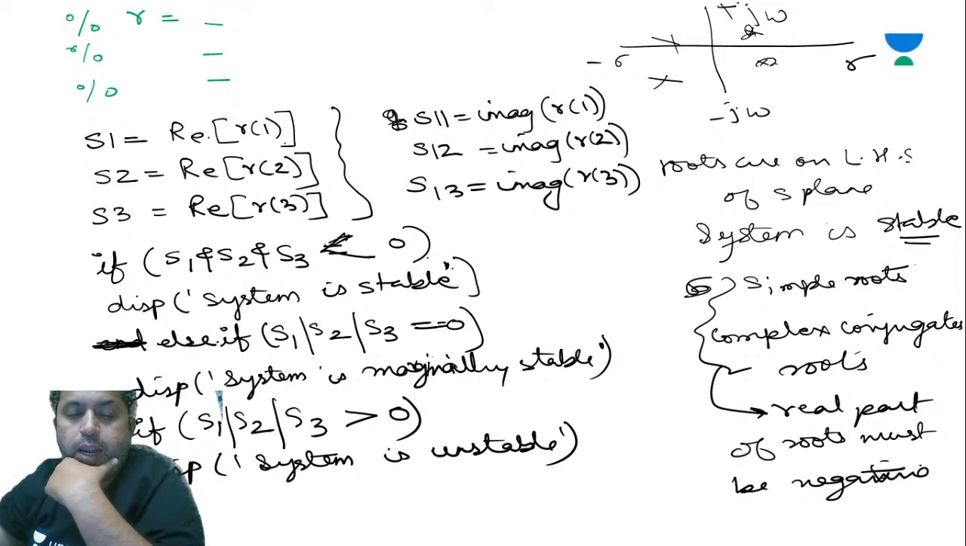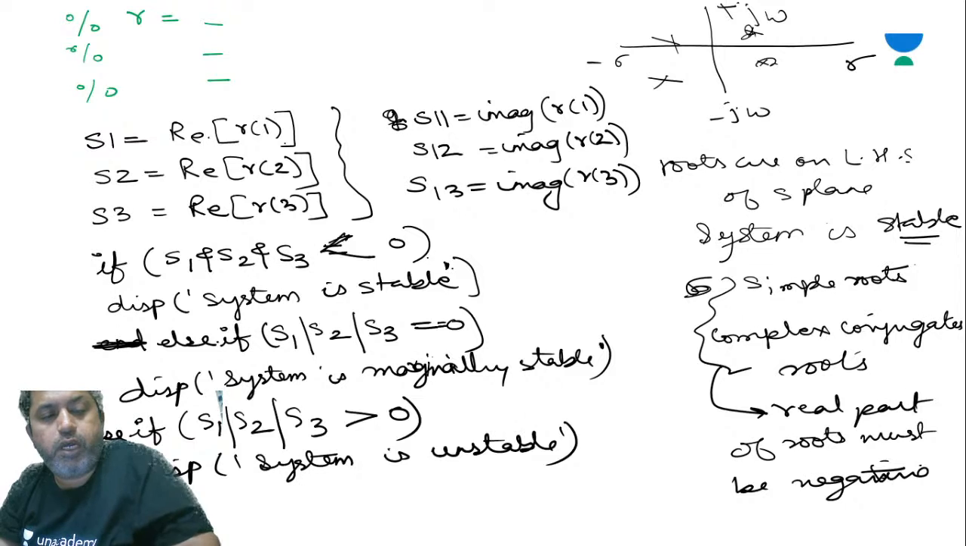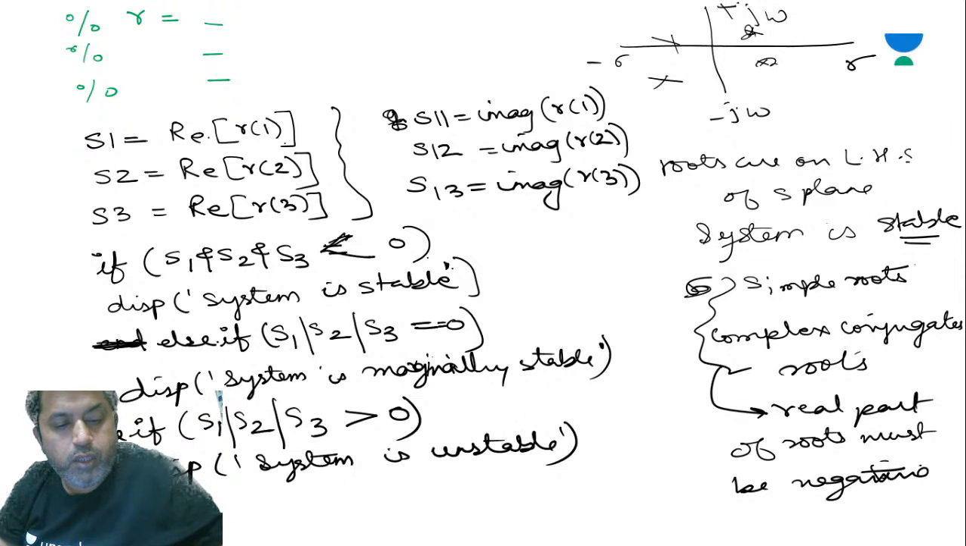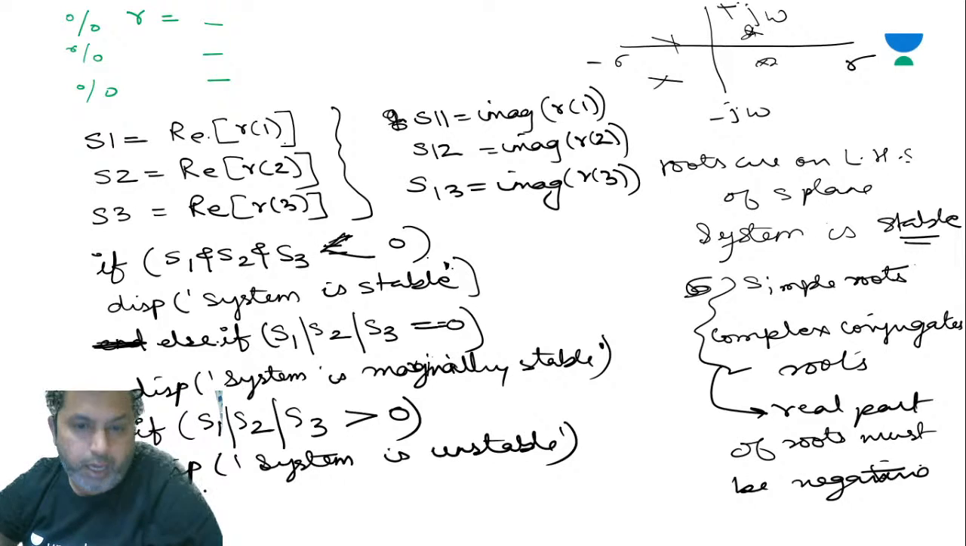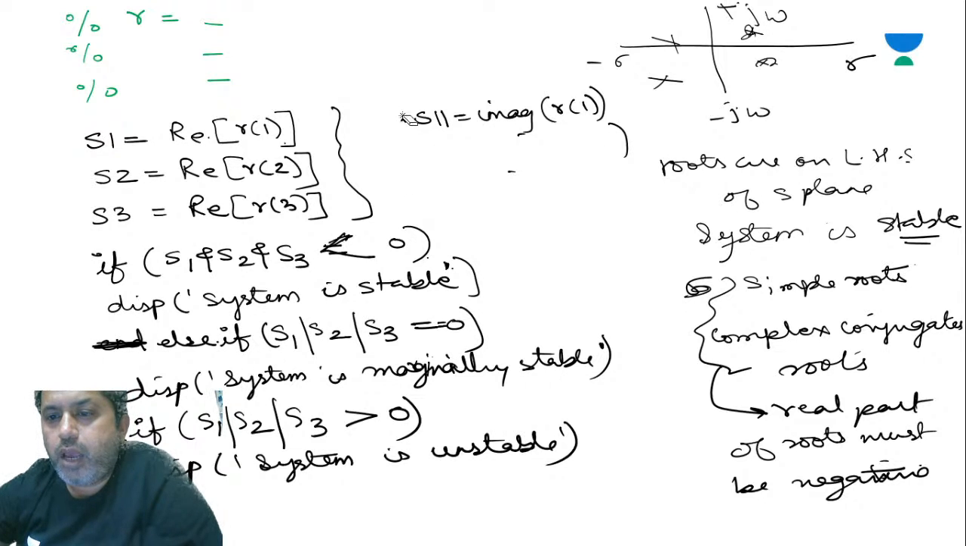Okay, and so in this way you can find out the stability of the system. For that you don't require any of this imaginary part calculation. So what I will do is omit this part. So this is the program.